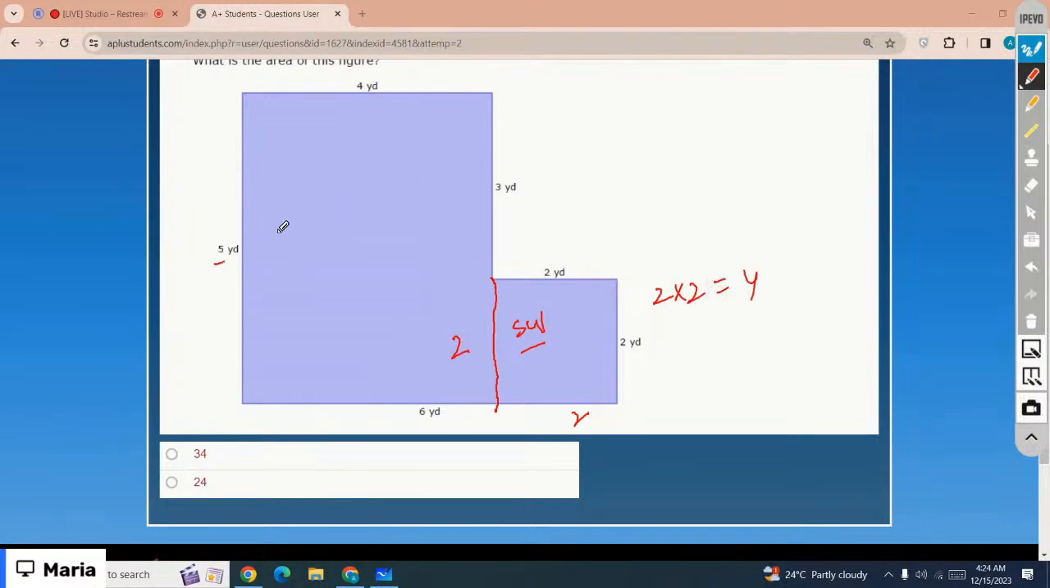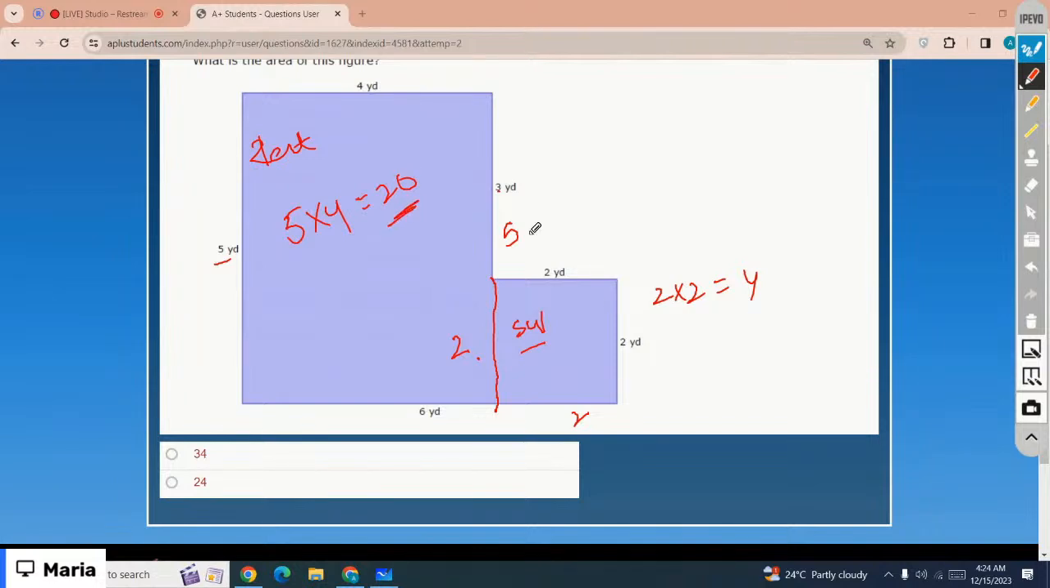Now you have a rectangle. Here you have 5. Here you have 3 plus 2. That this one is also 5. So the area of the rectangle must be length times width. You have to do 5 times 4, right? 5 times 4 equals 20.